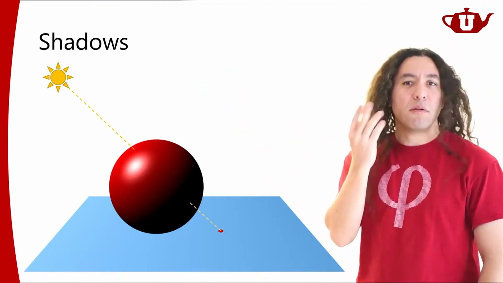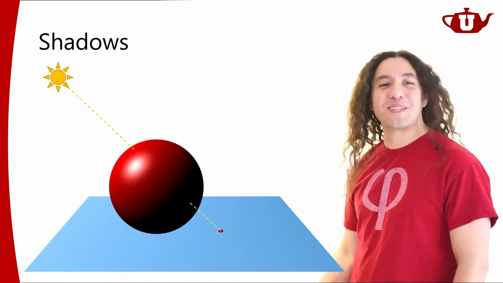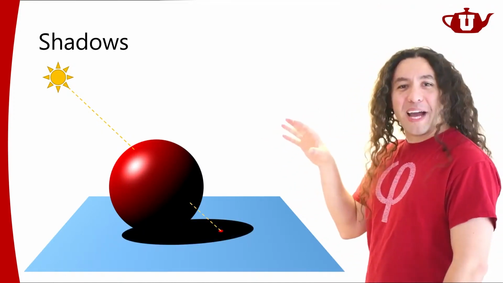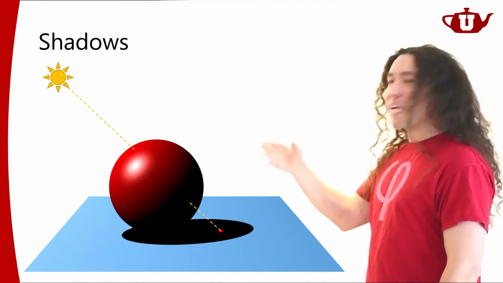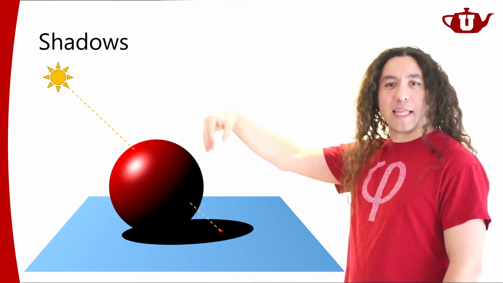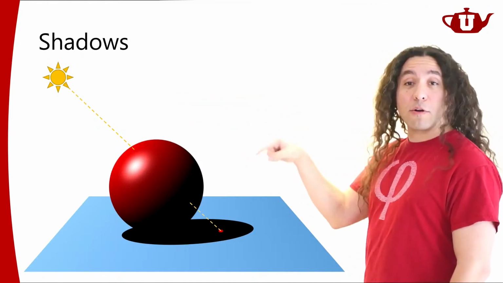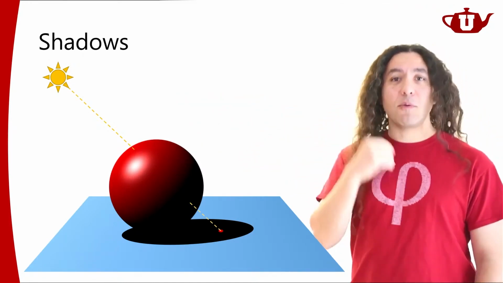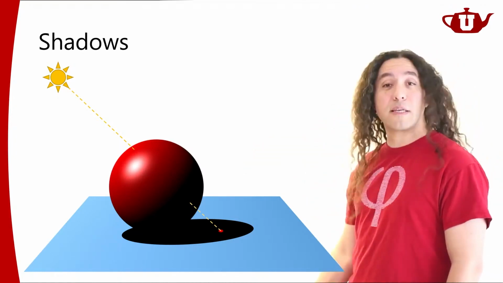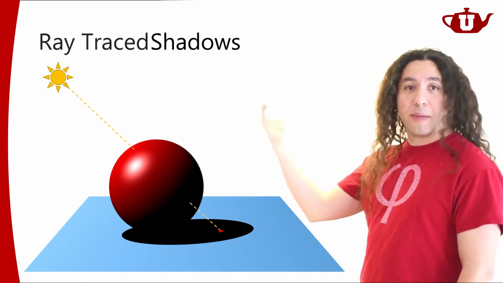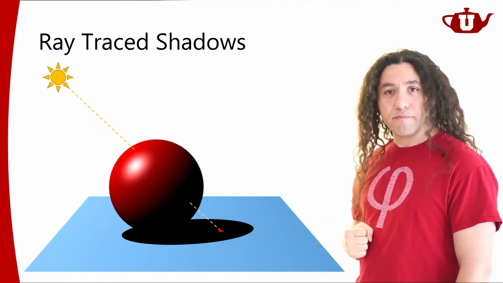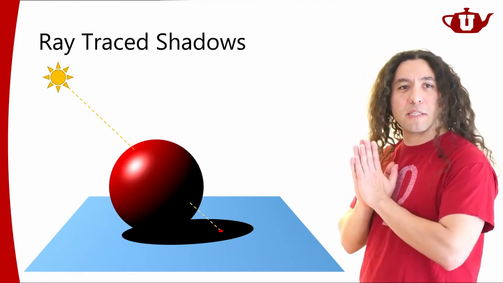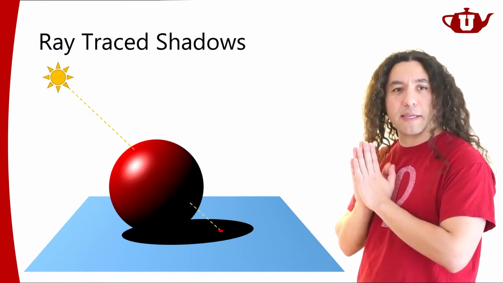I'm pretty sure you all are familiar with the concept of shadow, so I'm not going to spend too much time on it. But by doing this test, by checking if there's anything between the light source and the point, we can tell whether or not that point is inside a shadow or not. And that's exactly what we're going to do using ray tracing with shadows. It's going to be ray traced shadows. The idea is very, very simple, and ray tracing will allow us to do that very easily.